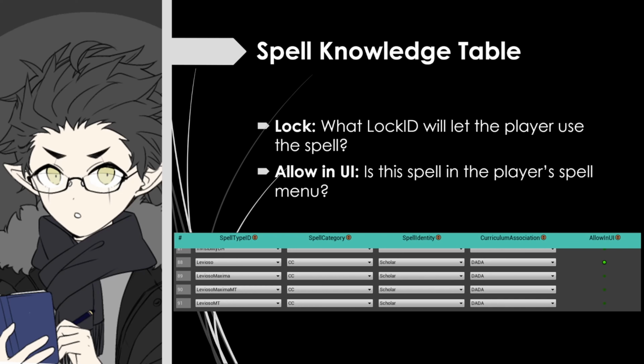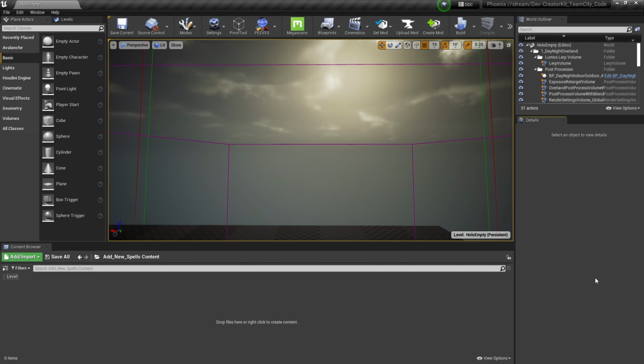And finally, the most important for this video is going to be allow in UI. This is going to be whether or not the spell is in the player's spell menu. So this will determine whether or not the player is able to open up the spell menu and equip or unequip this spell. To access the spell knowledge table, first we'll access the DB static text entry table.